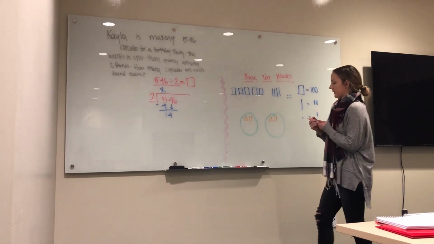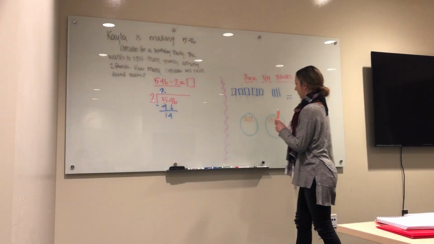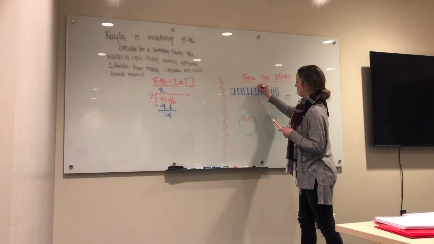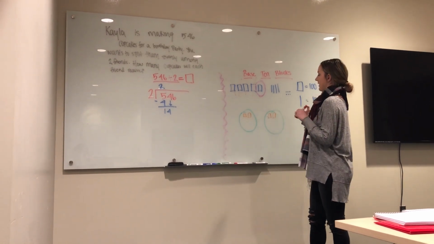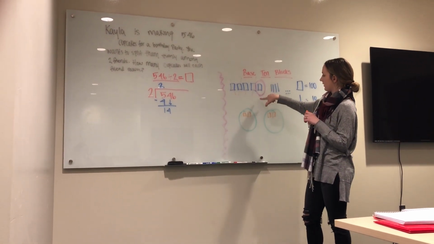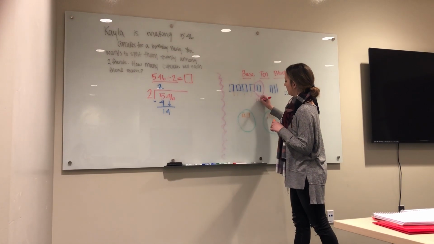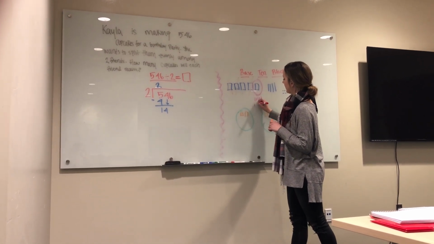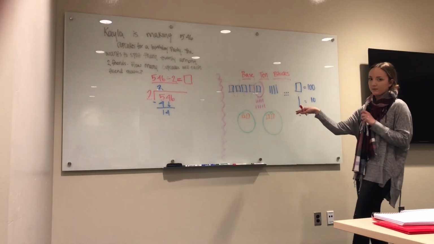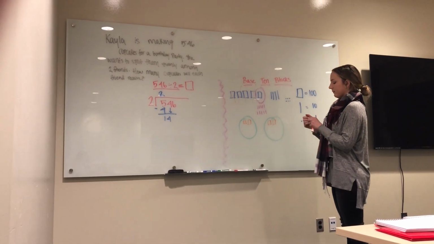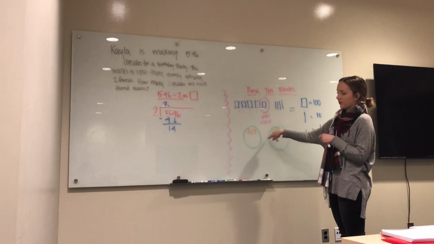So I'm going to circle this, and that is going to be split into 10 longs. So 1, 2, 3, 4, 5, 6, 7, 8, 9, 10. So we have to break it up because we're not able to evenly distribute it among the 2 groups, since 1 does not go into 2.